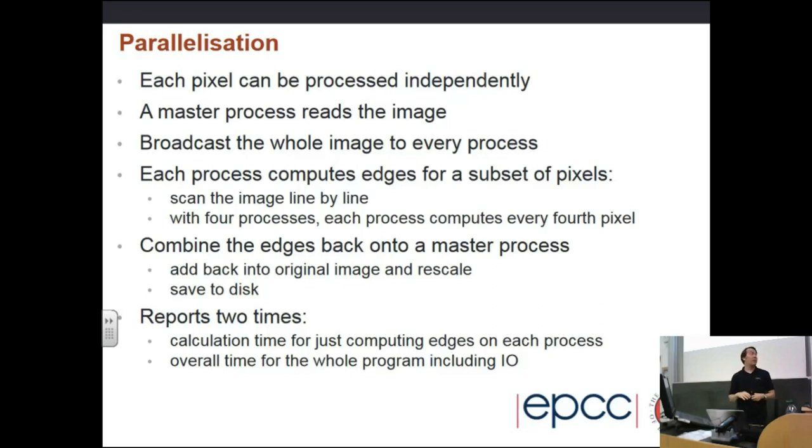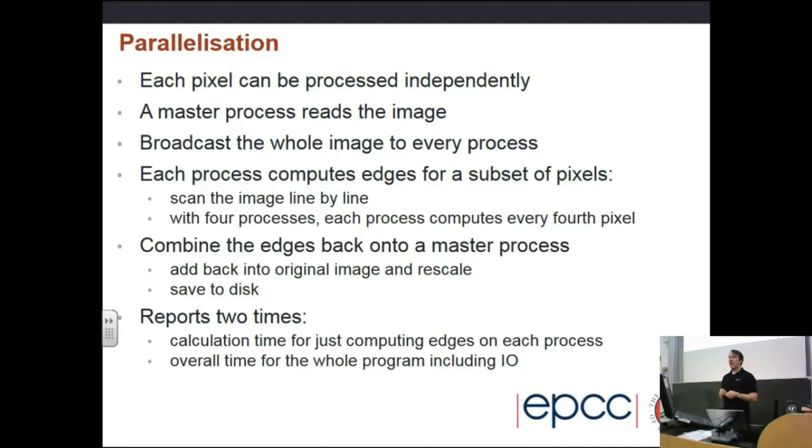And my program does something very, very simple. It's pretty stupid and naive, but a master process reads the image. It broadcasts it to all the other processes, and this is done using MPI. But again, you can treat it as a black box if you want. Then each process computes edges for a subset of the pixels. You combine them back into the master process. And the code reports two times. It reports the calculation time for just computing the edges and the overall time.